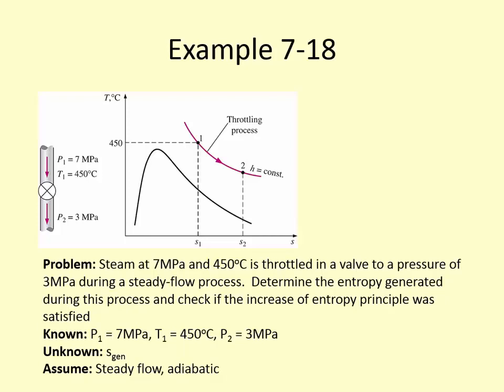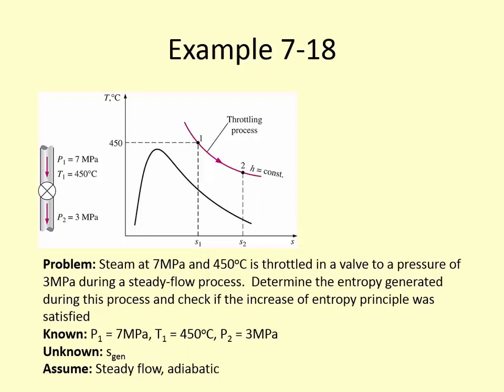So steam at 7 megapascals and 450 Celsius is throttled in a valve to a pressure of 3 megapascals during a steady flow process. Determine the entropy generated during this process and check if the increase of entropy principle was satisfied. So increase of entropy principle, that we talked about a while ago. What does it mean? The entropy is always increasing. Yeah, that's exactly it. That entropy is always increasing is the essence of the increase of entropy principle.